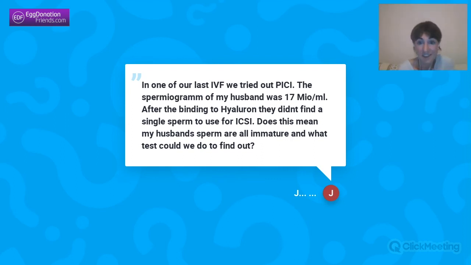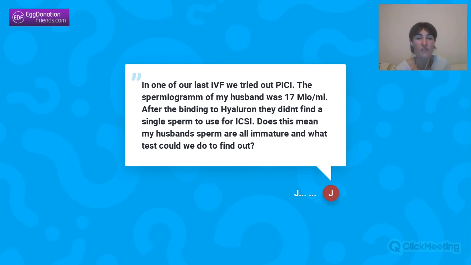Wow, it's amazing that out of 70 million per milliliter, no sperm cells could be found that were mature. There are some tests that you can perform to evaluate the molecular quality of the sperm cells. They will not exactly evaluate this, but you can perform, for example, apoptosis tests, DNA fragmentation tests. This might give you a little hint, some additional information of what is going on molecularly inside of the sperm cells.